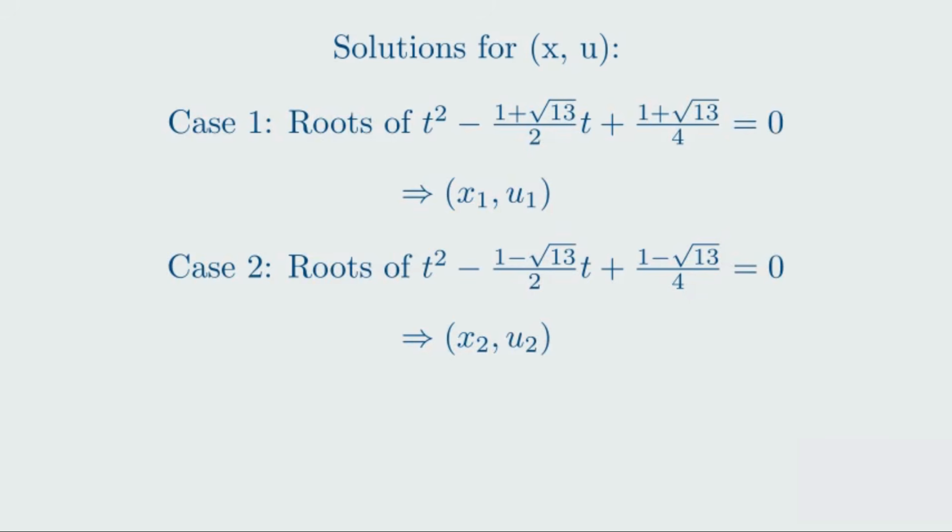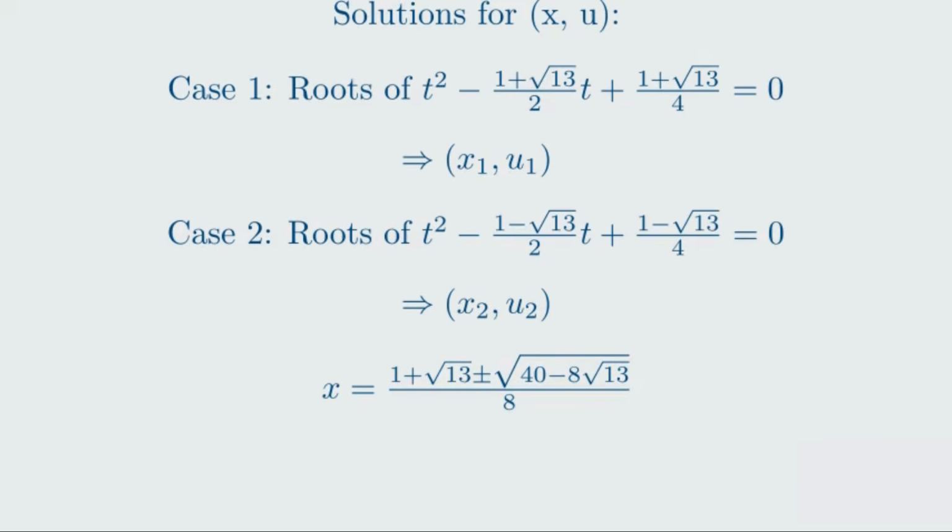The roots of the first quadratic are x1 equals the quantity 1 plus the square root of 13 plus the square root of 40 minus 8 times the square root of 13, all over 8. And x2 is the same, but with a minus sign before the second square root. So x equals 1 plus the square root of 13 plus or minus the square root of 40 minus 8 times the square root of 13, all over 8. The roots of the second quadratic give two more solutions. Let's call them x3 and x4. These are 1 minus the square root of 13 plus or minus the square root of 26 minus 2 times the square root of 13, all over 8.